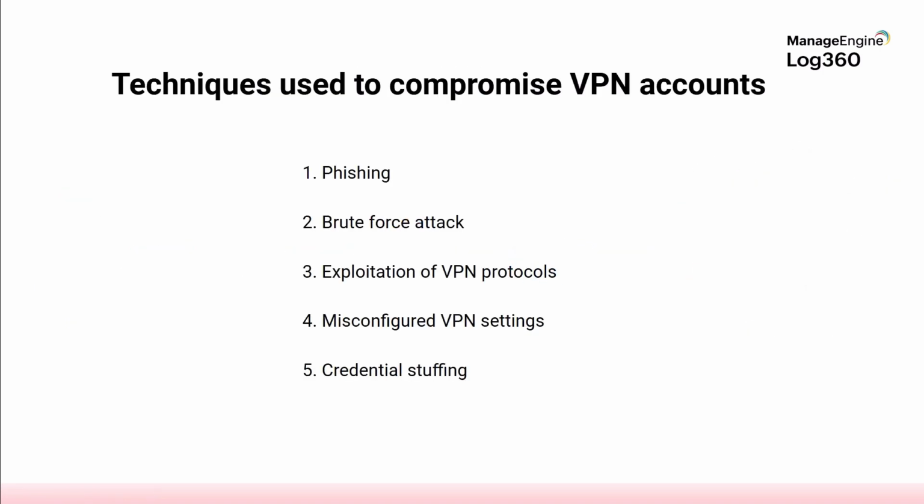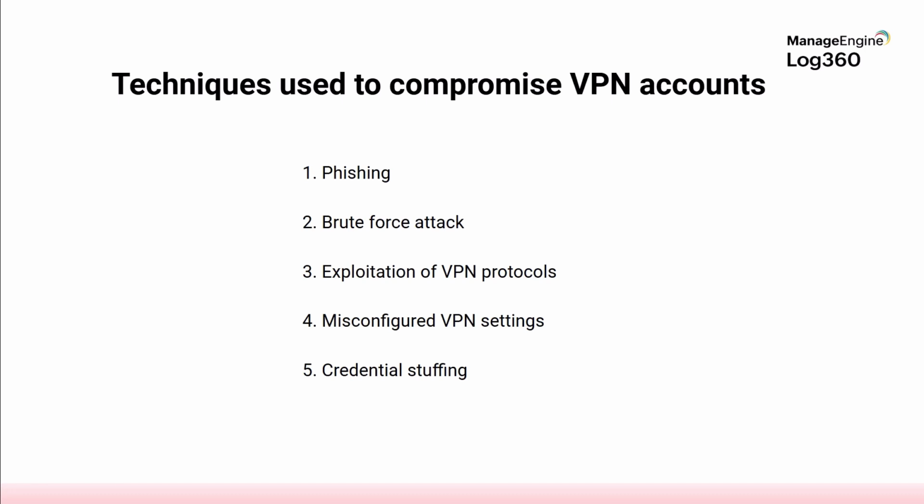While attackers cannot directly trap web activities conducted via a VPN, compromising a VPN account can provide them with initial access to the network, allowing them to execute other types of cyber attacks. Some of the common techniques used by attackers to compromise VPN accounts are: number 1, phishing. In phishing attacks, attackers send deceptive emails to trick users into disclosing their VPN credentials.